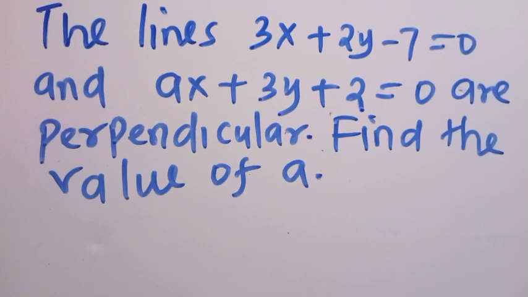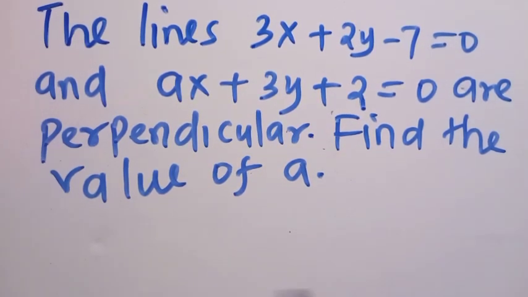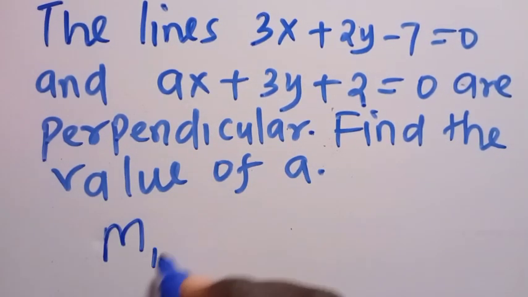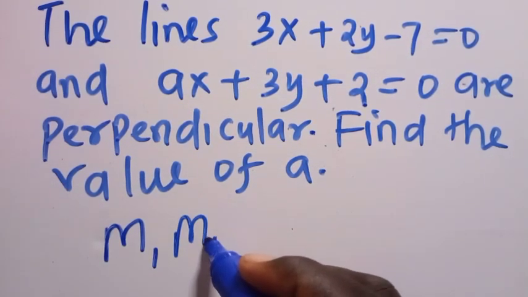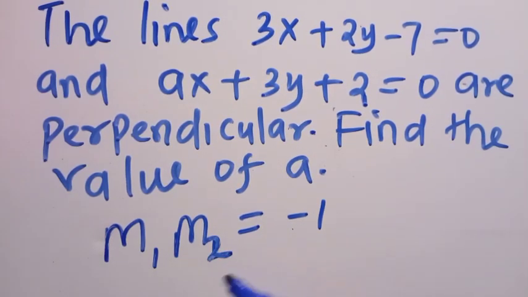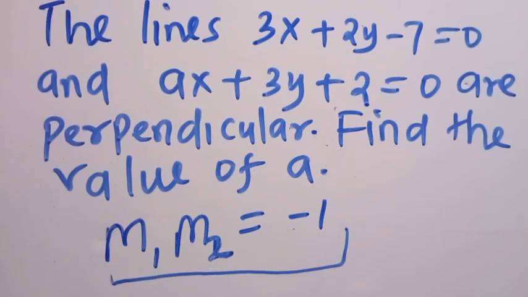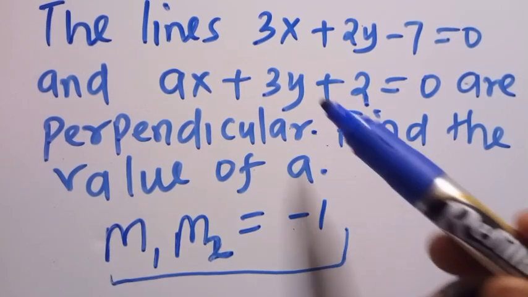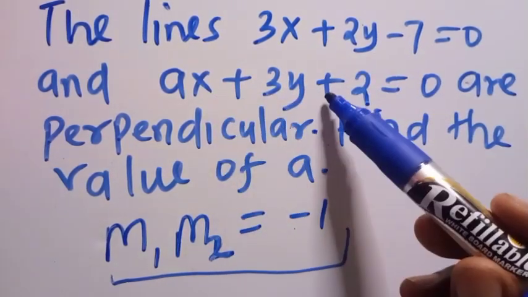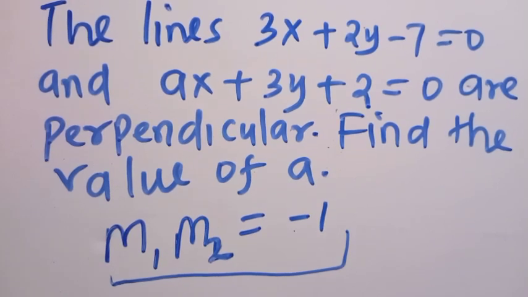From the equations of straight lines, two lines are perpendicular if the product of their gradients is -1. If, for example, the gradient of this line times the gradient of this line is -1, that means they are perpendicular.